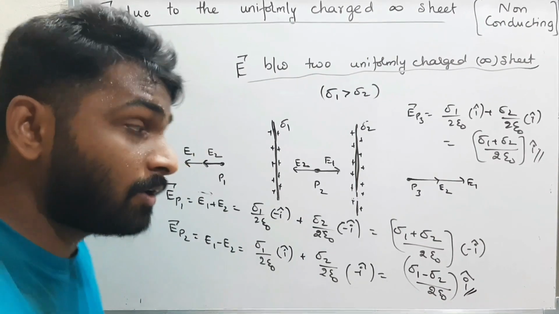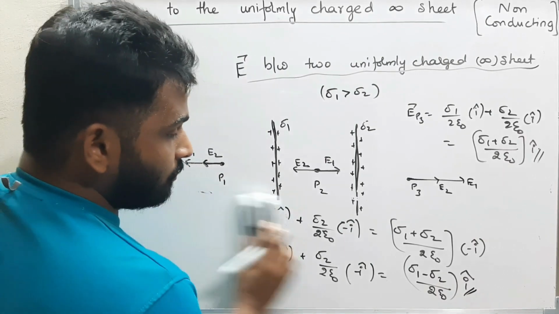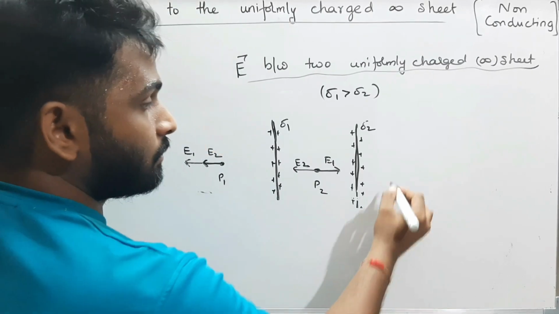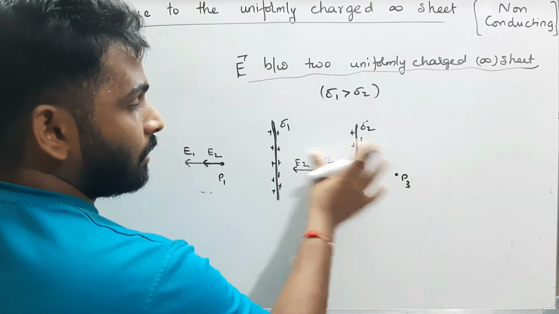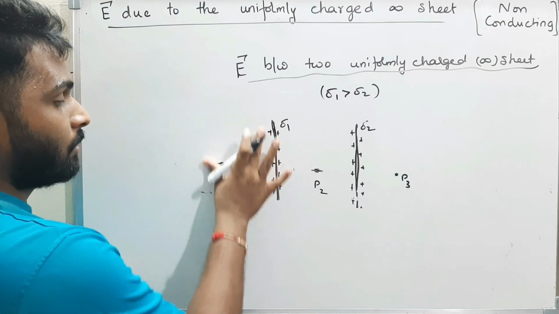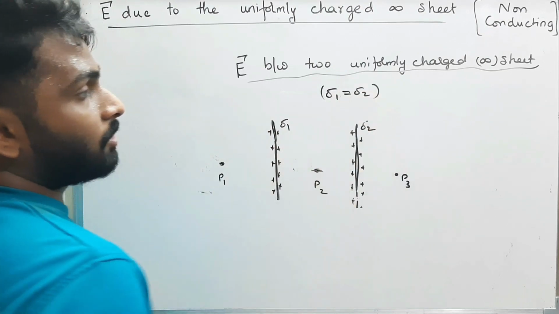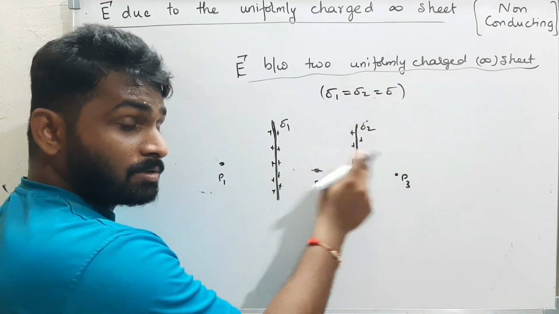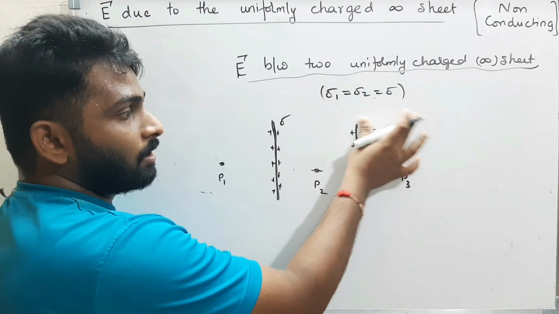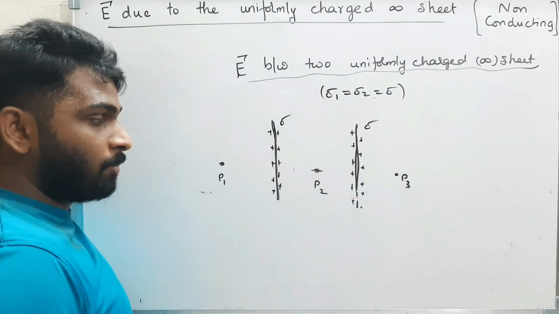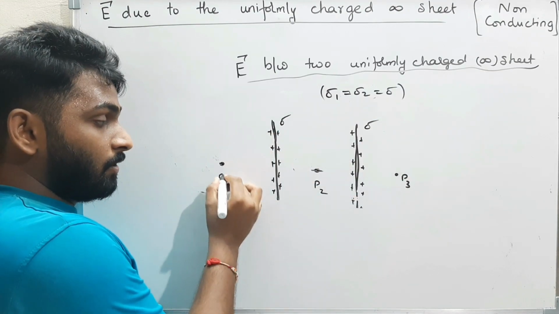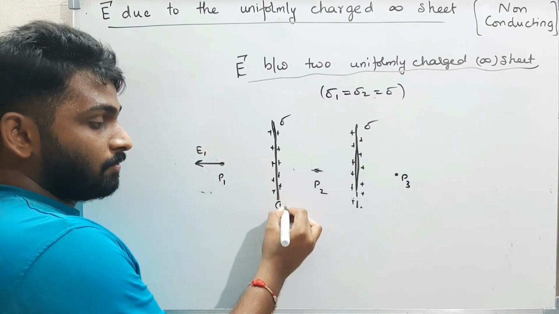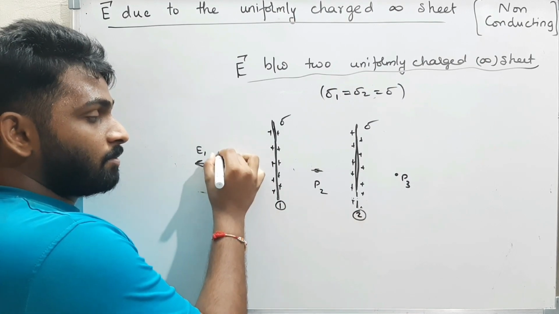Okay. Now, by chance if they told sigma 1 is equal to sigma 2. That is nothing but equal to sigma. That means the surface charge density for both is the same. Therefore, here it is sigma, and here also it is sigma. Now at point 1, what is the resultant electric field? At point 1, the resultant electric field will be E1, assume this is 1 and this is 2, E1 and the same direction E2.